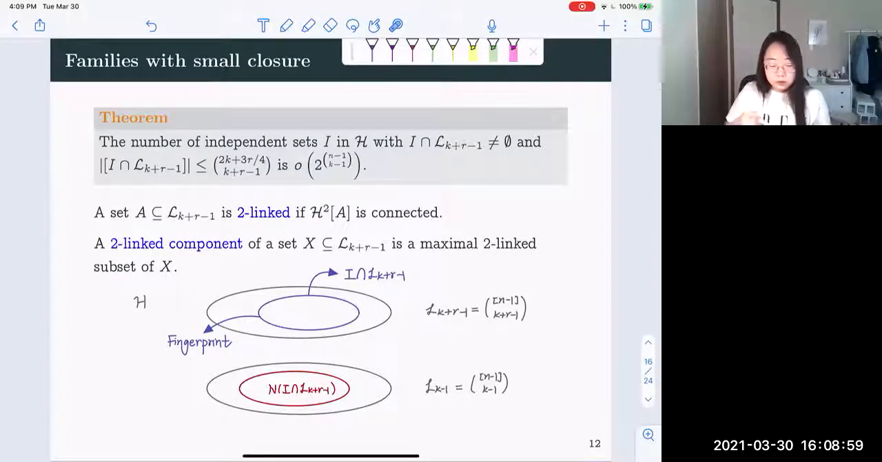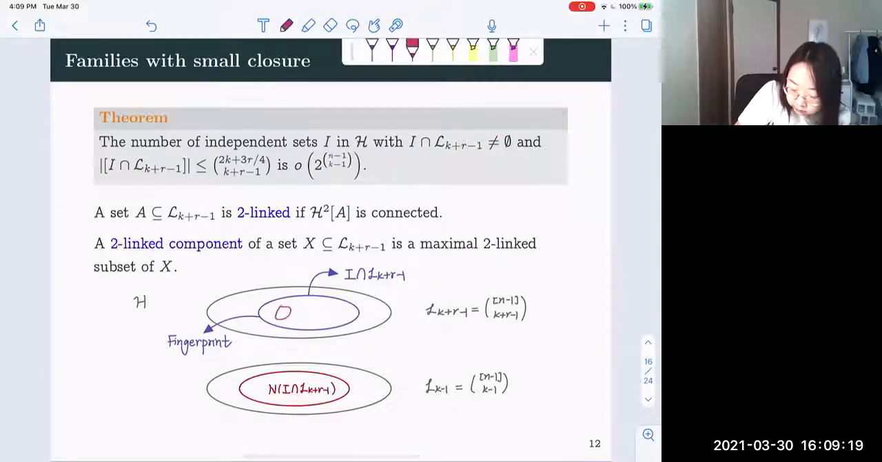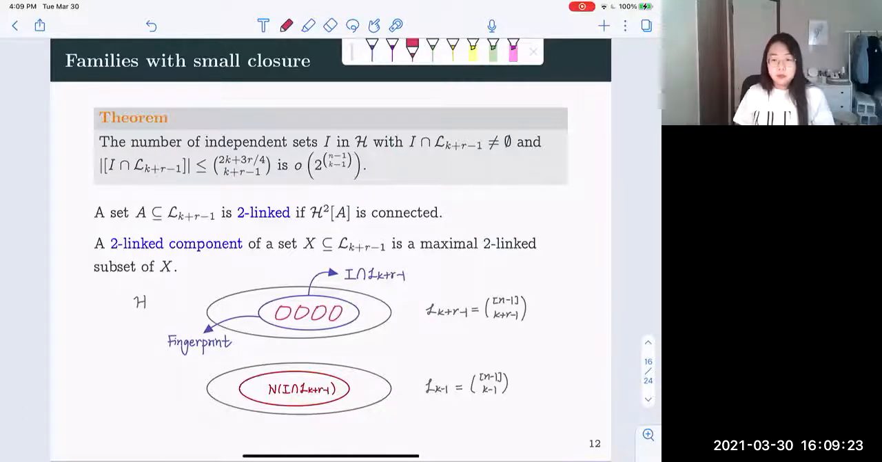So recall this auxiliary graph. We have these 2 layers. And let's just take an independent set and look at its intersection with the top layer. So it's an independent set. But we can always decompose it into some two-link components. Let me use red. So I can decompose it into some two-link components. And those two-link components will be my fingerprint to represent this independent set.